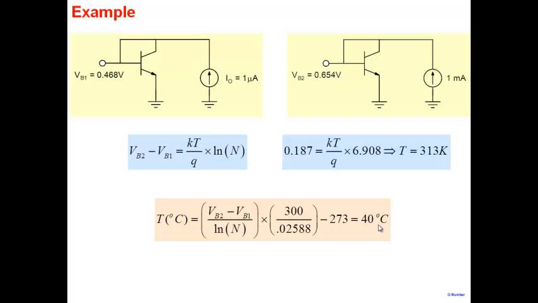So this is what I was expecting, that you would take a bipolar transistor, pass two different currents, measure the voltage VB1 and VB2, and from there find out what is the temperature. This, of course, is the temperature of your transistor, right? Now, things look fine, right? It looks like a very nice technique for measuring temperature.